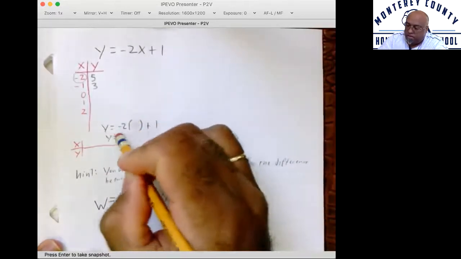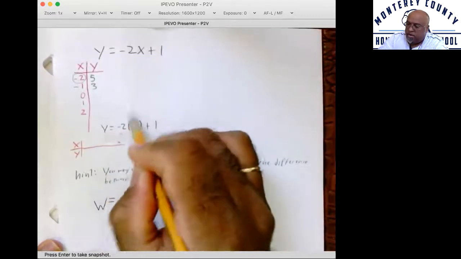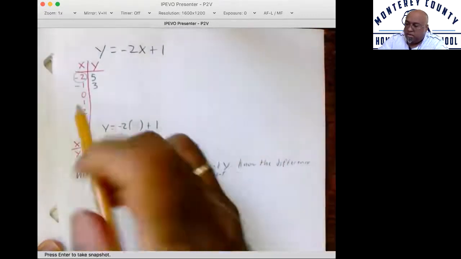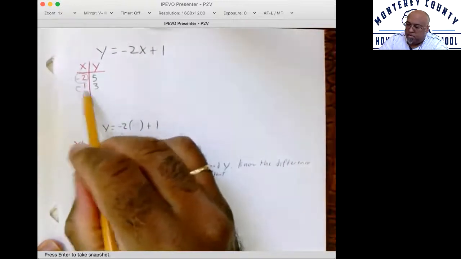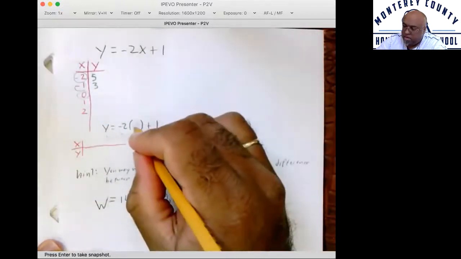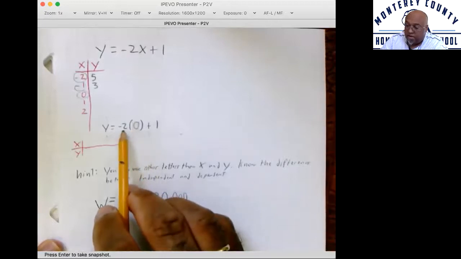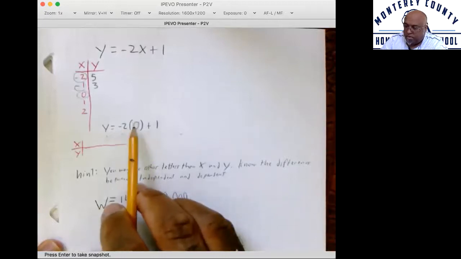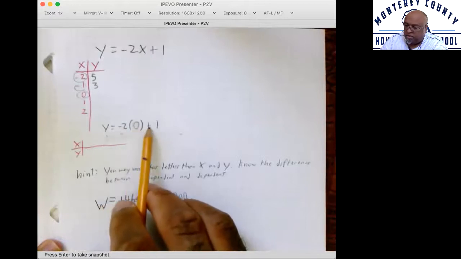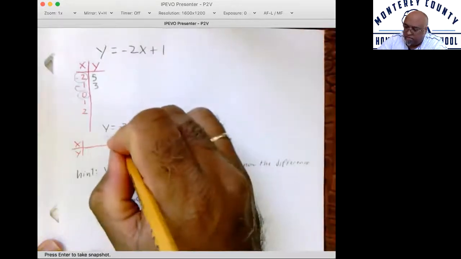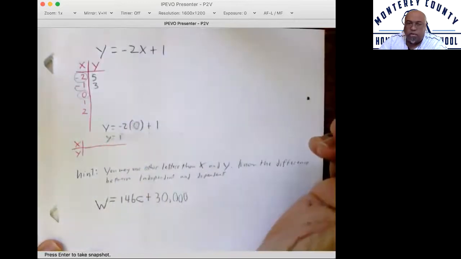Okay? So now I'm going to erase again, and let's put in 0 as my x value. So 0 times -2, Isai, that's correct, would be 0. So if that's all 0, then 0 plus 1 is 1. So then y would equal 1.